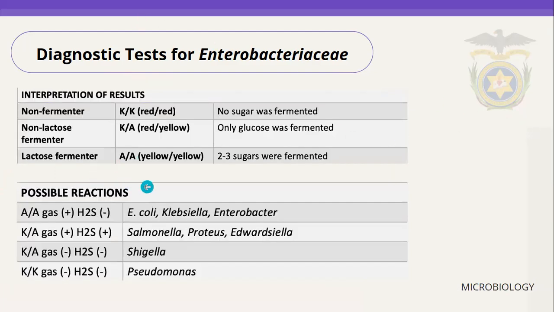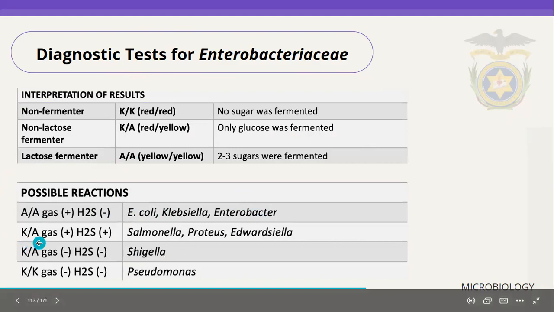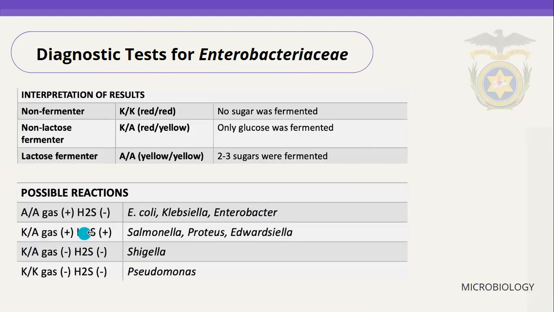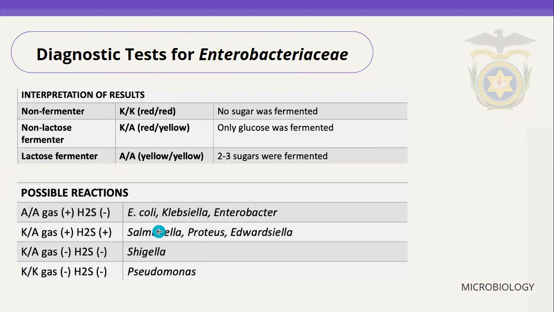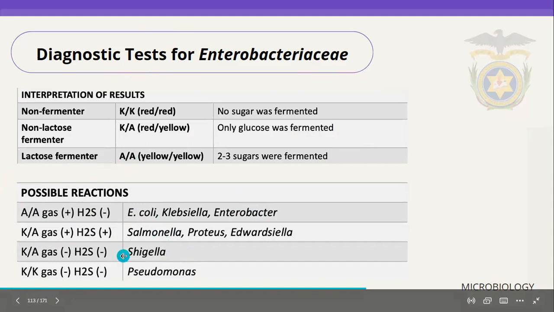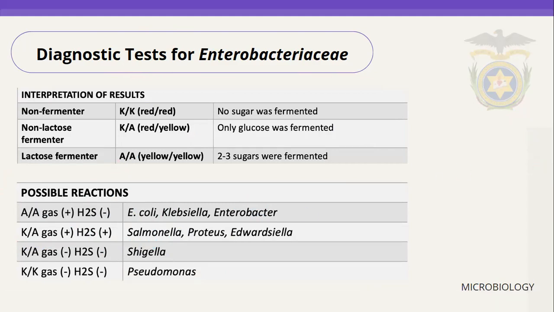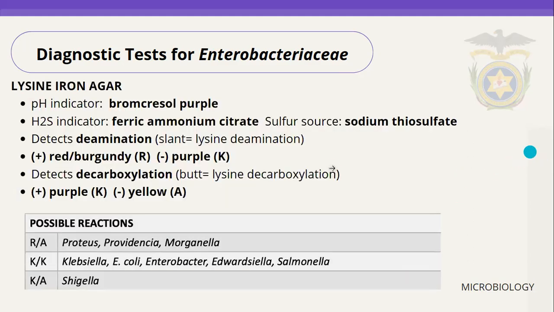So for the possible reactions, we have A over A, which can produce gas and is H2S negative, as seen in E. coli, Klebsiella, and Enterobacter. Our next reaction is K over A, gas positive, H2S positive, as seen in Salmonella, Proteus, and Edwardsiella. Our third reaction is K over A, gas negative, H2S negative, as seen in Shigella. And our last reaction is K over K, gas negative, H2S negative, as seen in Pseudomonas species.